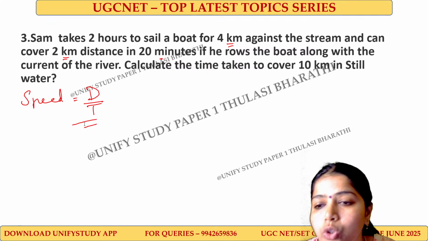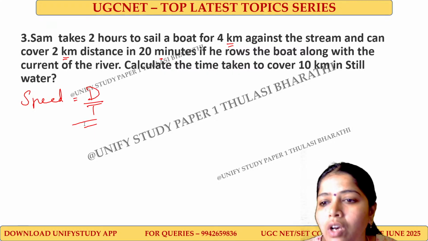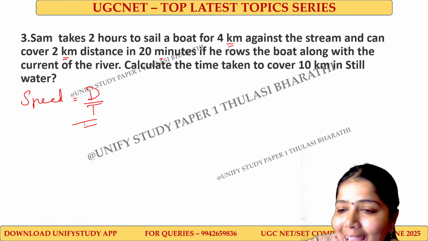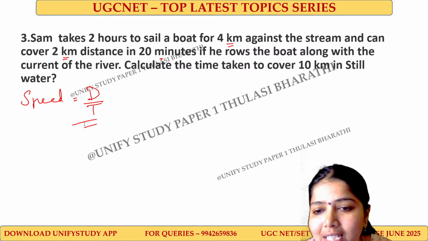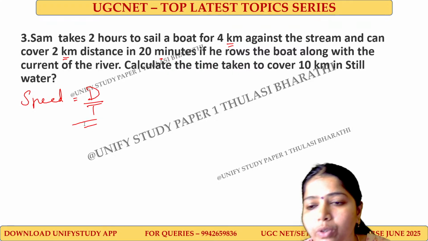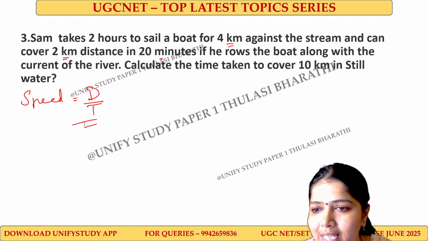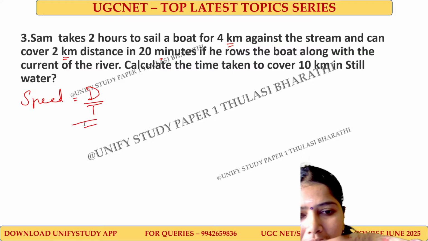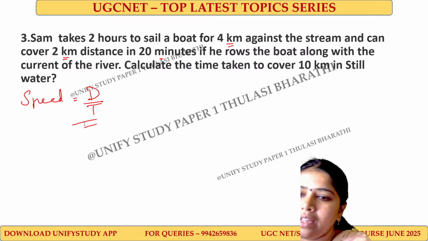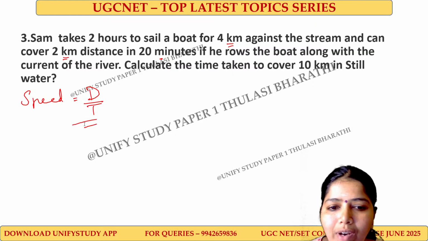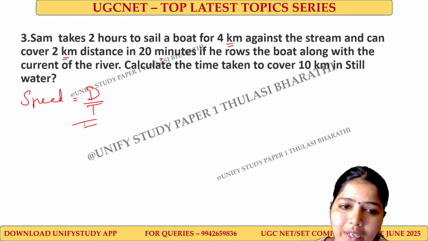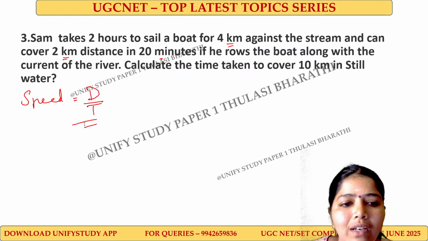Sam takes 2 hours to sail a boat for 4 kilometers against a stream and can cover a distance of 2 kilometers in 20 minutes if he rows the boat along with the current of the river. Then we have to calculate the time to cover 10 kilometers in still water. Don't worry, we will do it together.